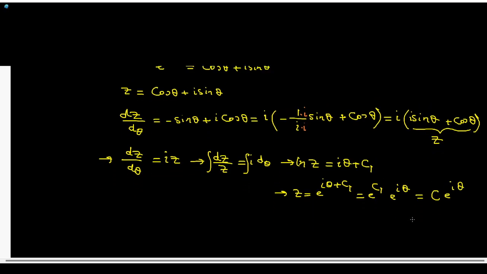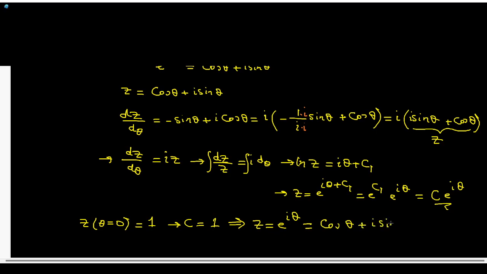To evaluate c, the constant of integration, we need to evaluate z at some theta, and what is better than theta equal to 0. We know that z at theta equal to 0 is cosine of 0, which is 1, plus i sine of 0, which is 0. To get the same value of 1 from c times e to the i theta at theta equal to 0, c must be equal to 1. And that's the end of the proof. We get z equals e to the i theta from this integration, and also equal to cos theta plus i sine theta as defined in the very beginning.